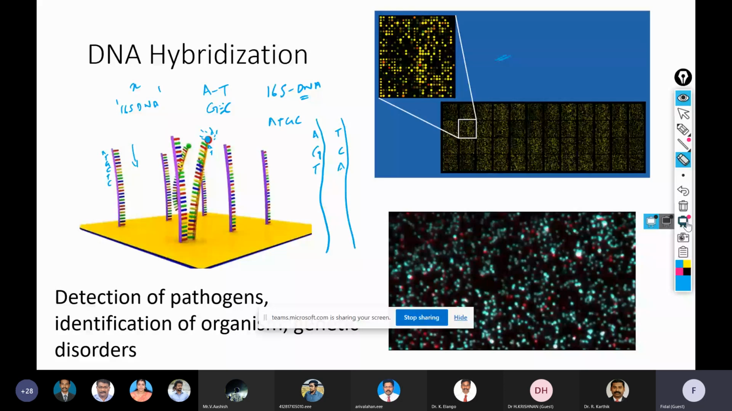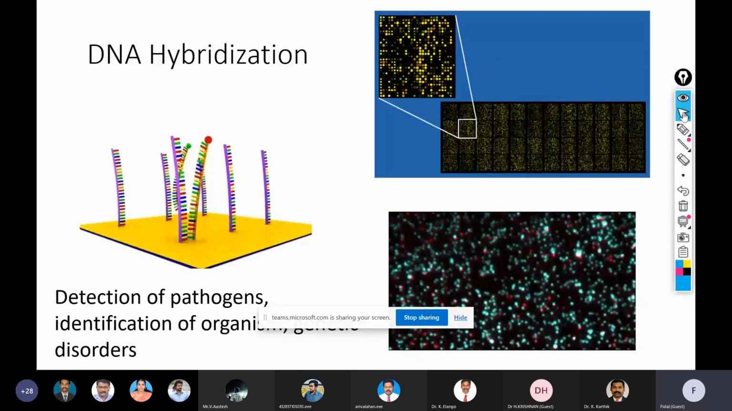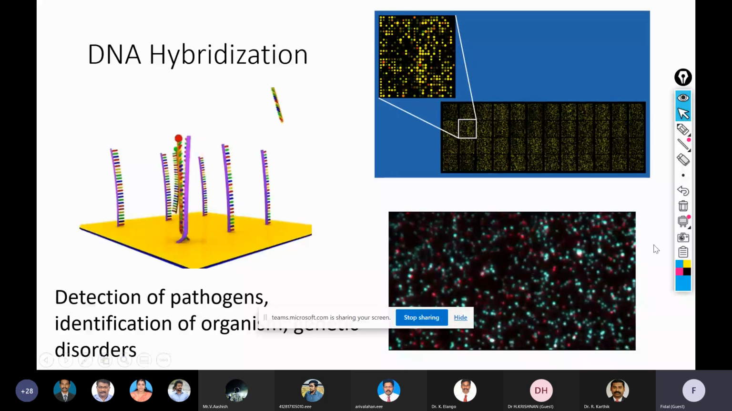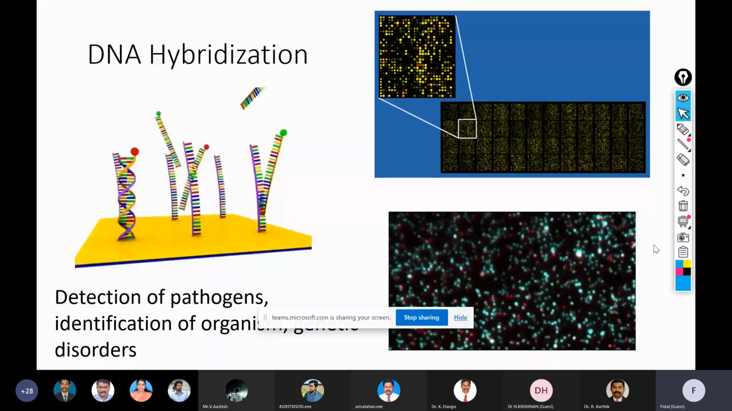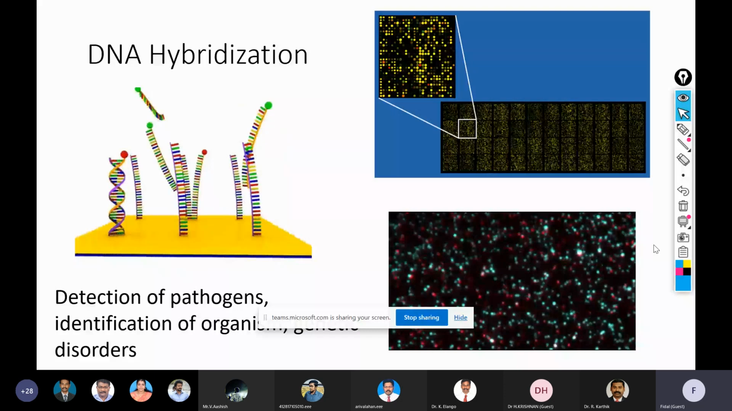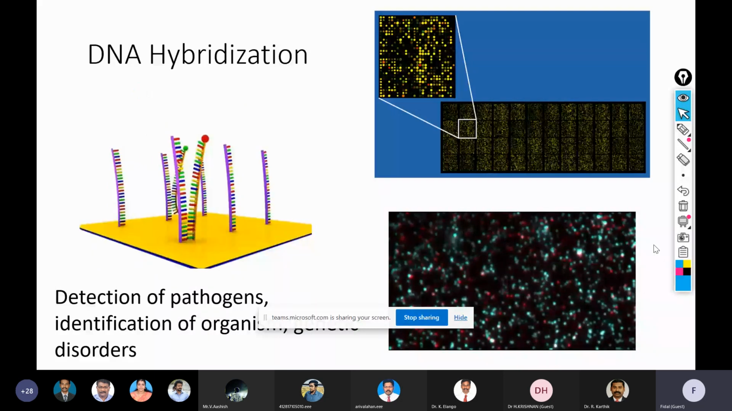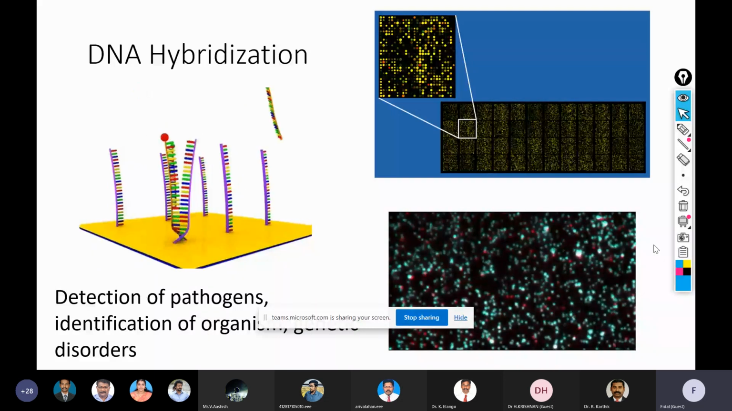So whenever the organism is present, there will be a hybridization happening, and it is not only used to identify the organism, but it's also used to identify different kinds of genetic disorders. Now what I've shown over here is a live image of how it looks. Whenever there is a hybridization happening, there is a red signal given out, which indicates that the organism of interest is present. Okay, so this is called DNA hybridization.